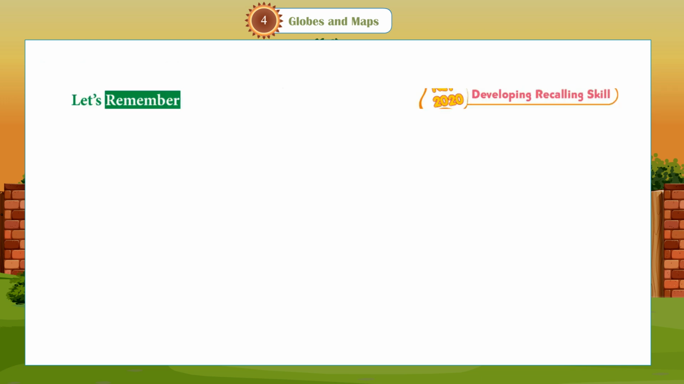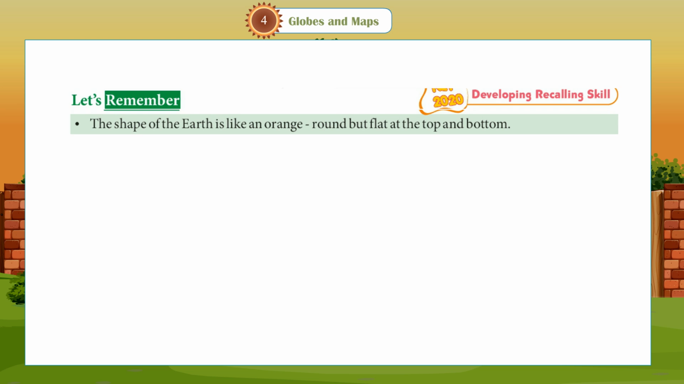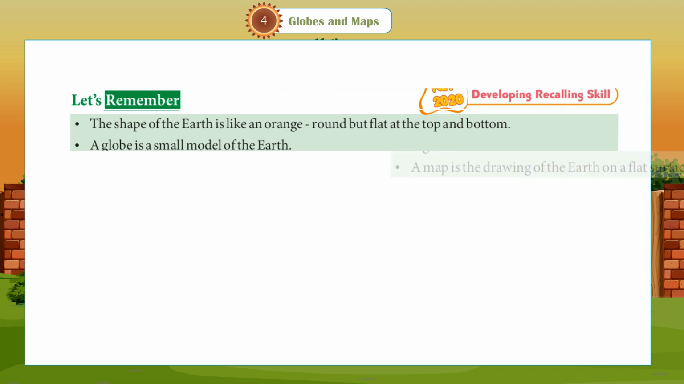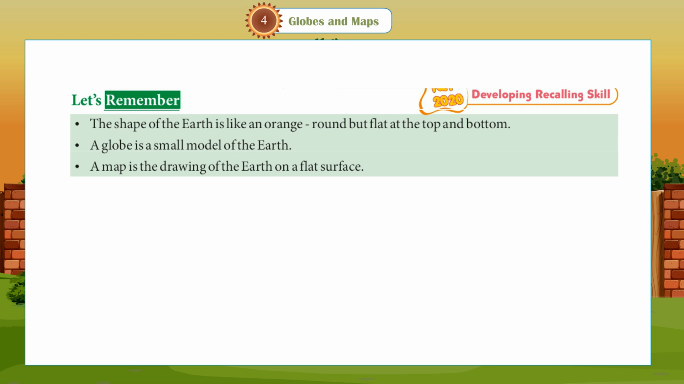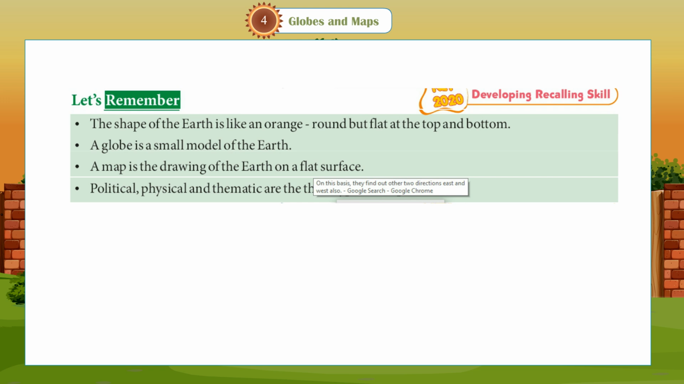Let's remember. Developing recalling skill. The shape of the earth is like an orange, round but flat at the top and bottom. A globe is a small model of the earth. A map is the drawing of the earth on a flat surface. Political, physical and thematic are the three types of maps.